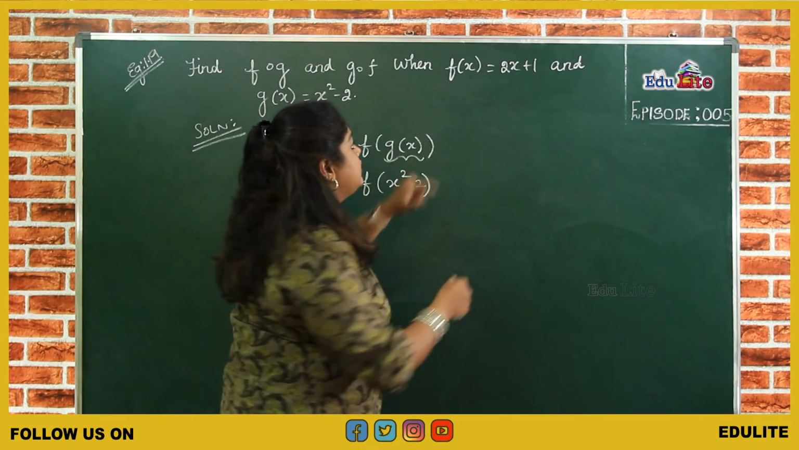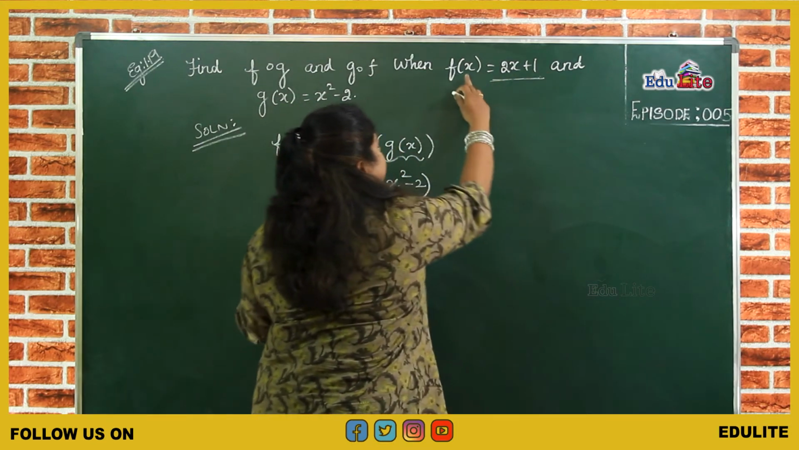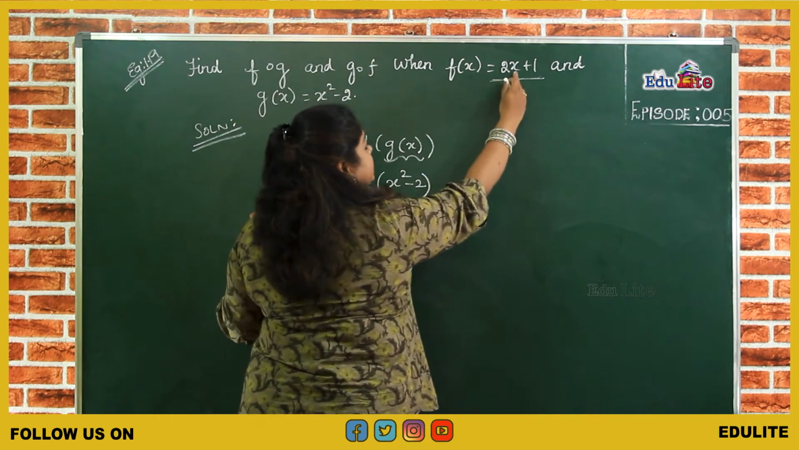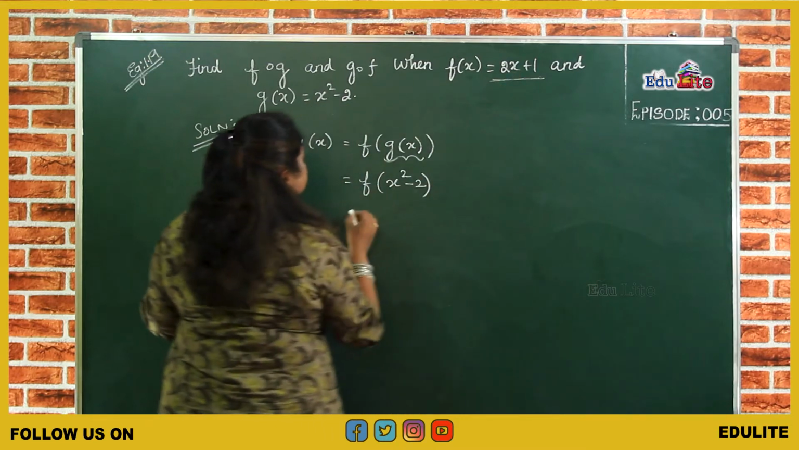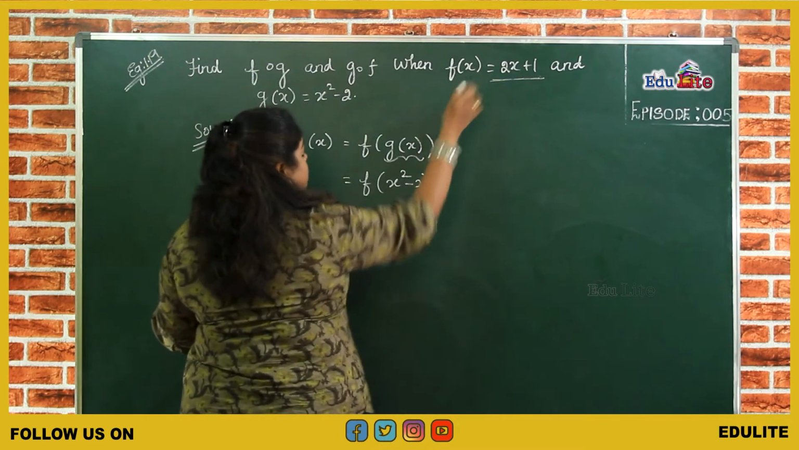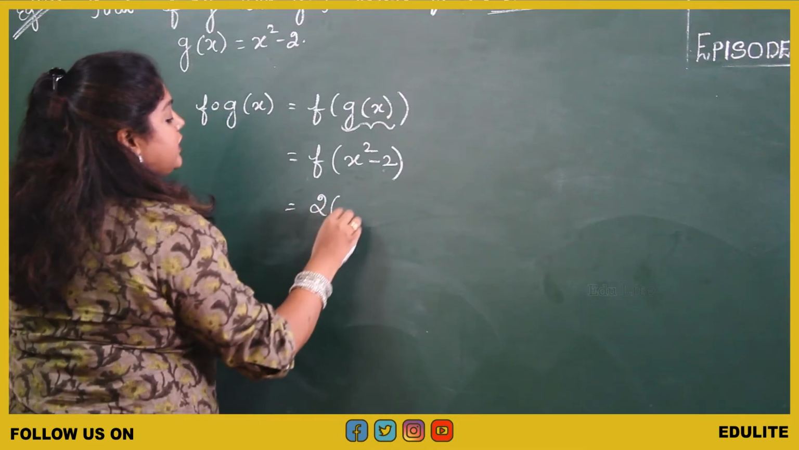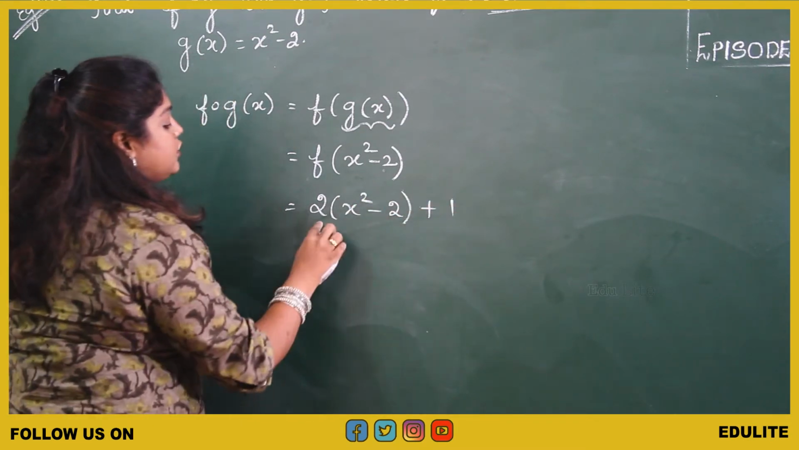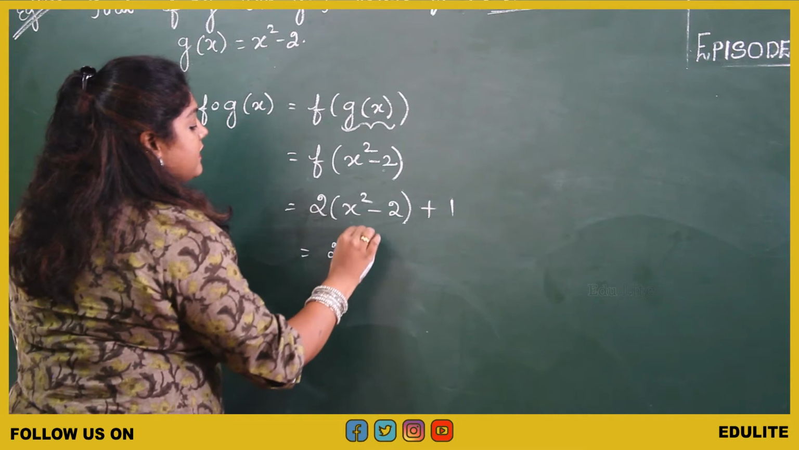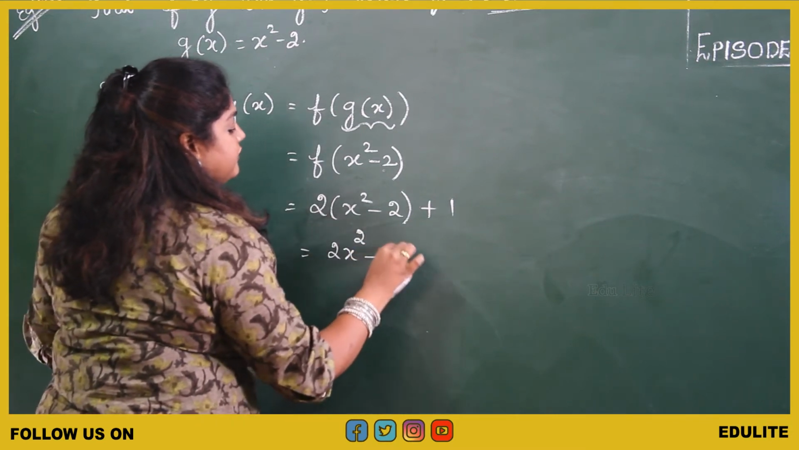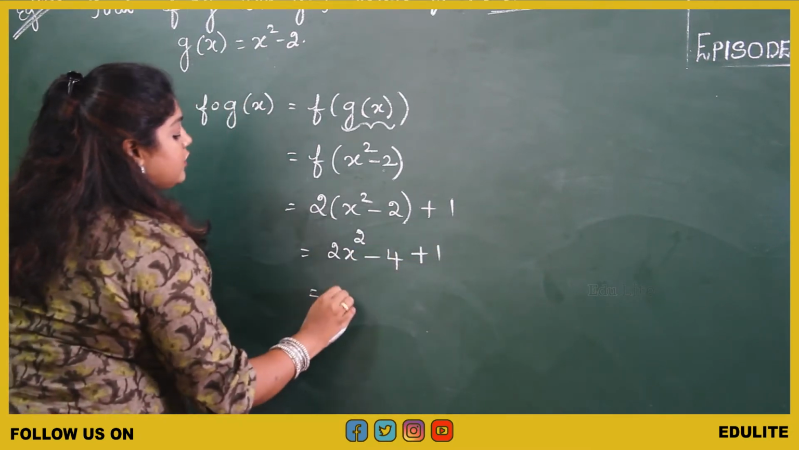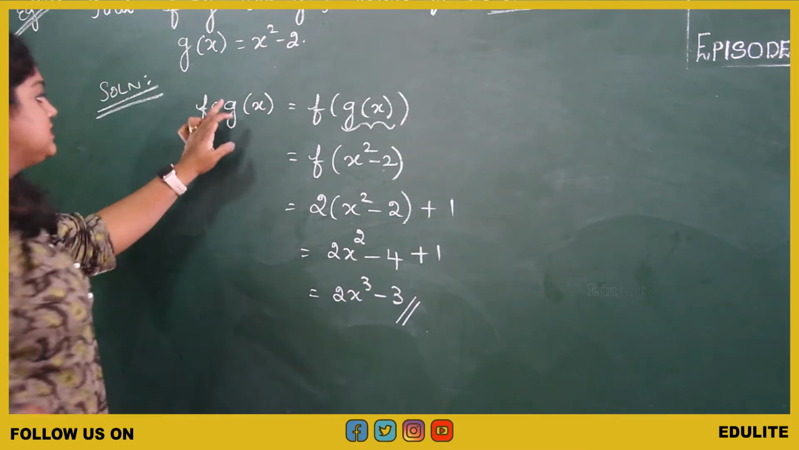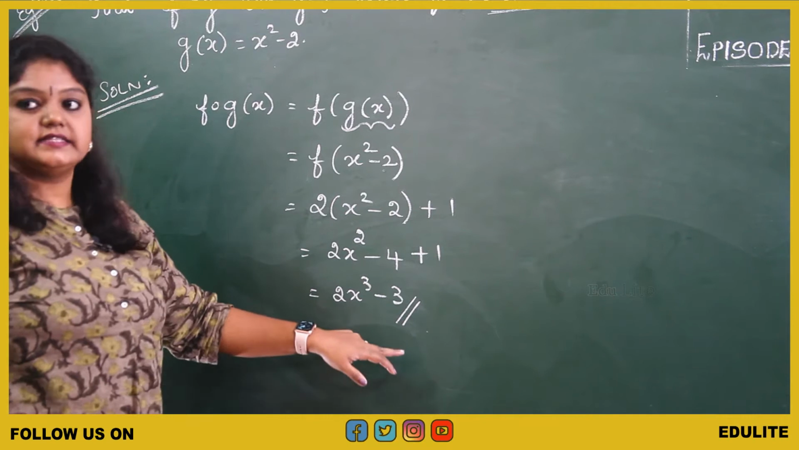So f of x given to us is 2x plus 1. In place of x, we have x squared minus 2. Similarly, we have to substitute x squared minus 2 in place of x. So this will become, according to the relation, 2 into x squared minus 2 plus 1. So 2 into x squared minus 2, 2 twos are 4, plus 1, 2x squared minus 3. So f composite g is 2x squared minus 3.